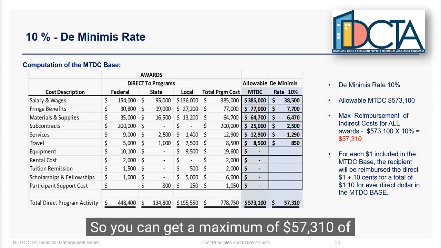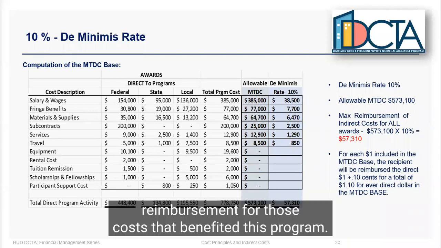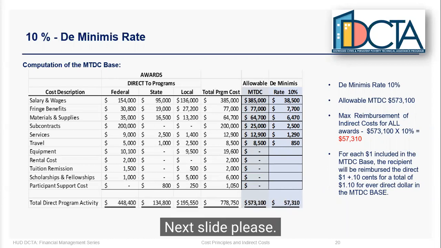So you can get a maximum of $57,310 of indirect reimbursement for those costs that benefited this program. Next slide, please.